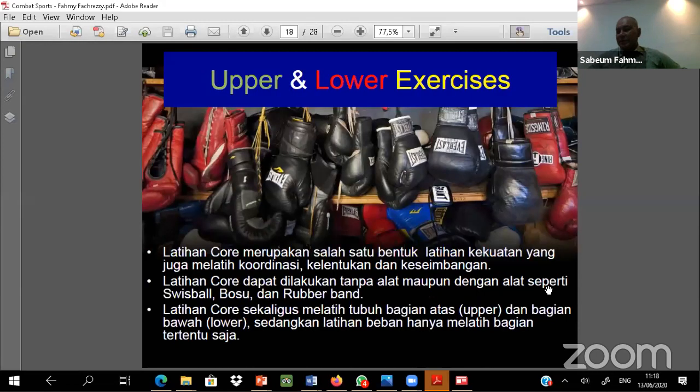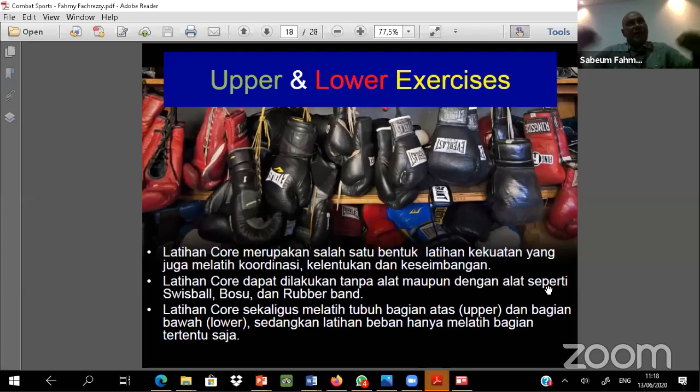Okay, next slide. Don't forget the planning of upper and lower body exercise. Core training is a form of strength training that also trains coordination, flexibility, and balance. We know about training with a Swiss ball in the hand, focusing only on the hand, but in core training your focus is your whole body, core and legs too, front and back, left and right.